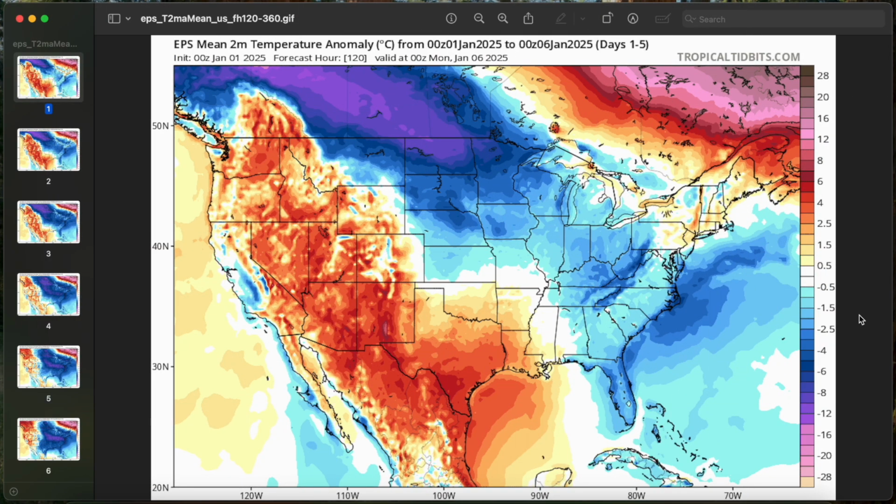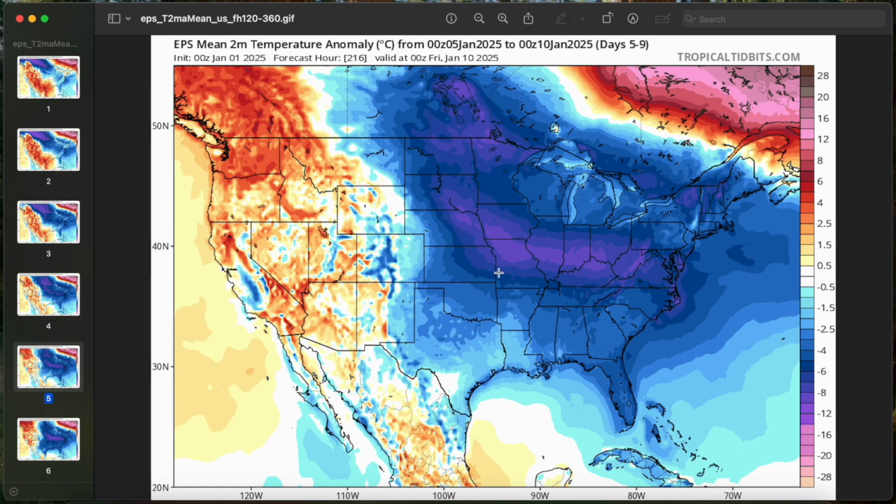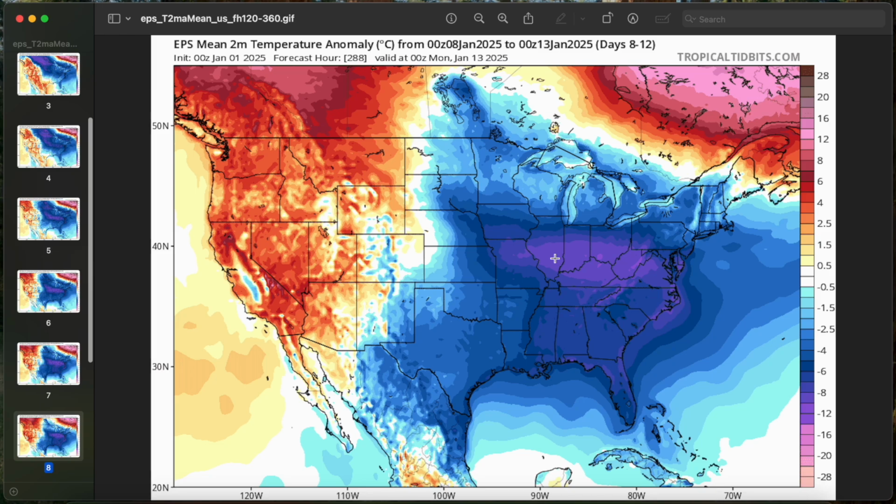So if we take a look at the mean 2-meter temperature anomaly averaged over the next 5 days, remember this gives us a pretty good picture of where the warmer and cooler air masses are relative to the time of year. You see that pretty cool air mass across southern Canada. If we push this forward, this is our first Arctic blast for the weekend. Well, it's not going to be going anywhere fast anytime soon.